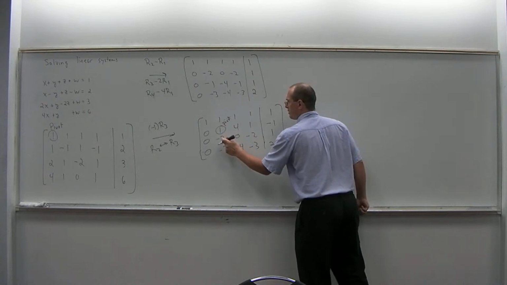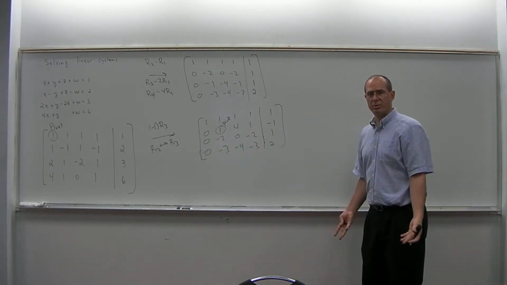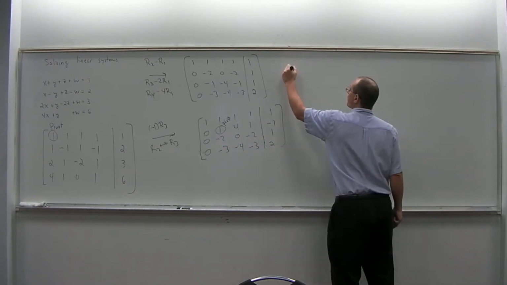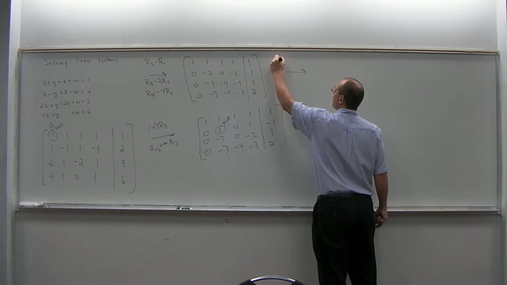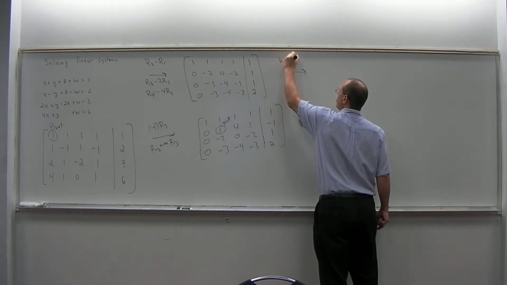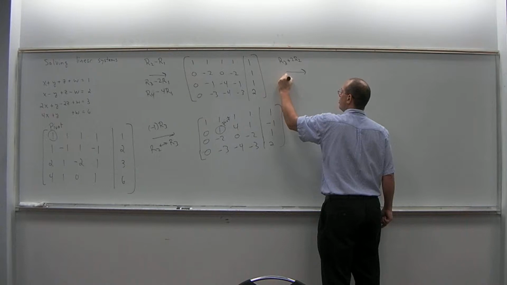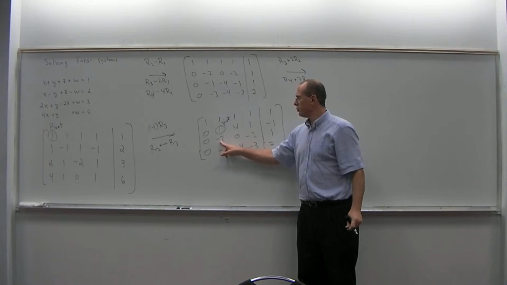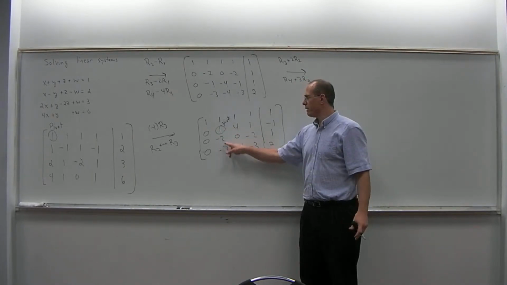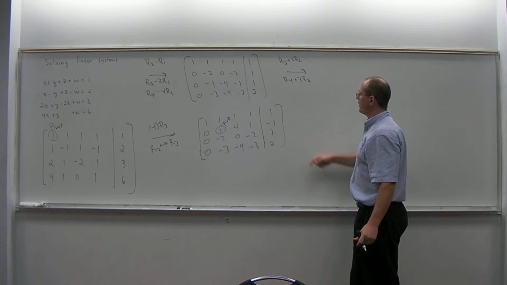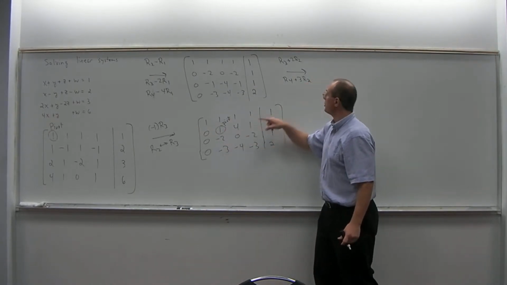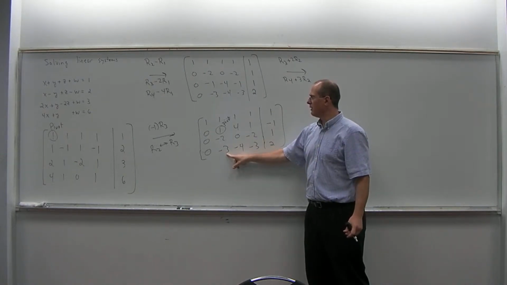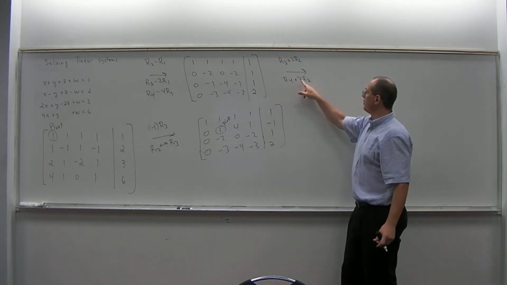And I'm going to use that pivot to make the numbers below it zeros, eliminating the variable y from the third and fourth equations. So I'm going to do row 3 plus 2 times row 2, and I'm going to do row 4 plus 3 times row 2, because -2 plus 2 is 0, and -3 plus 3 is 0. So I have to do -2 plus 2 of those, row 3 plus 2 row 2. And here -3 plus 3 of those, row 4 plus 3 row 2.